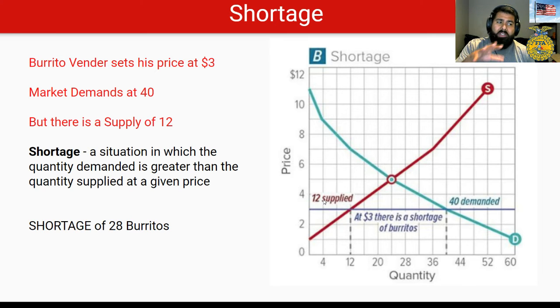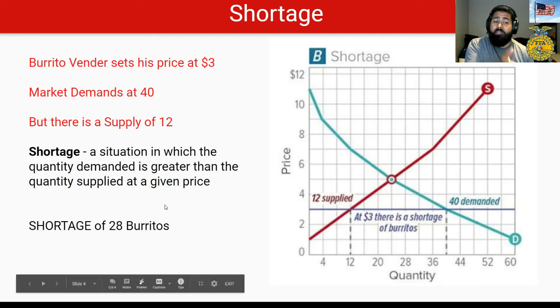Okay, so this is a situation in which there is a shortage. So that means this is when the quantity demanded is greater than the quantity supplied at a given price. So at $3, right? Because you can't just say willy-nilly whenever. It has to be at a given price. So at $3, right, there is a shortage of burritos.